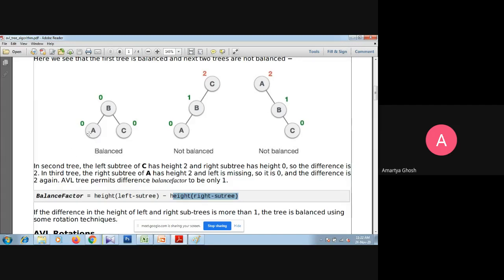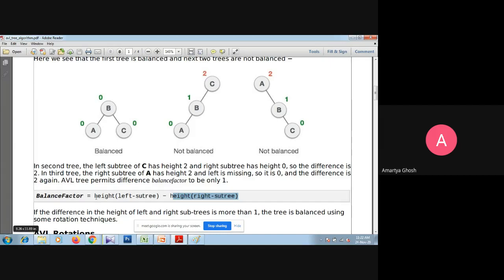So that means the height of the left subtree of A is zero, because there is no child, no subtree is there. And the same for the right side, there is no right child or right subtree, so the height of the right subtree of A is 0, so 0 minus 0 is 0. Same for C also, 0 minus 0 is 0. So what is the balance factor?